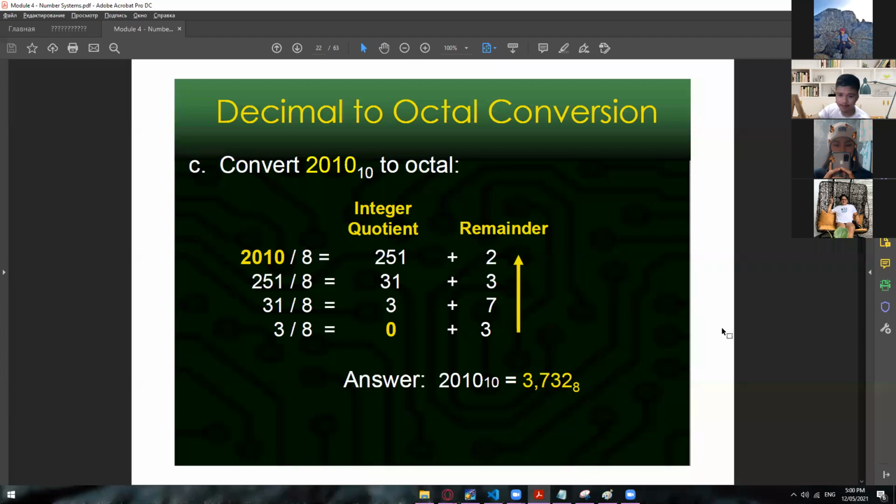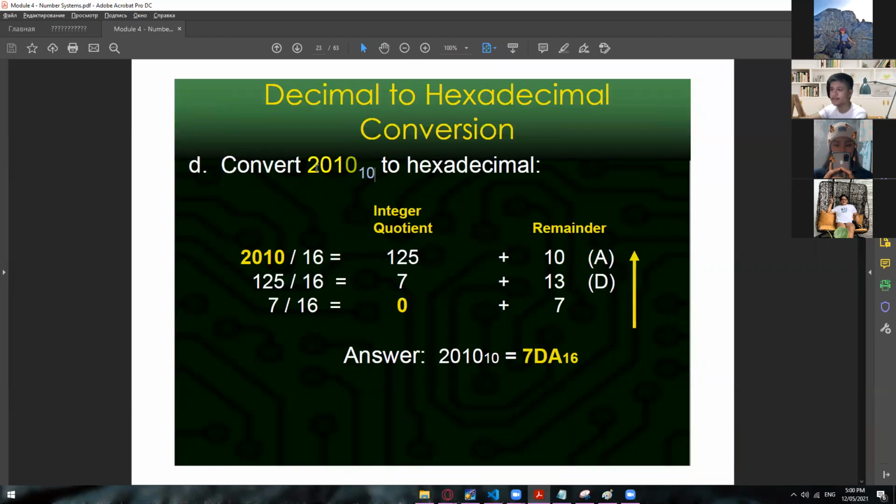So let's now proceed to the next example, wherein we have to convert this decimal into hexadecimal. Everything is the same, it's just that your divisor now is 16, since that is what it is asking us to convert to. Again, you can use your calculator. 2010 divided by 16 is 125.625. So 125 for the integer quotient. Then you get the decimal point 0.625 and multiply it by 16. You will get 10 as your remainder, wherein in hexadecimal, 10 is equal to A. Okay? So just keep on doing that.